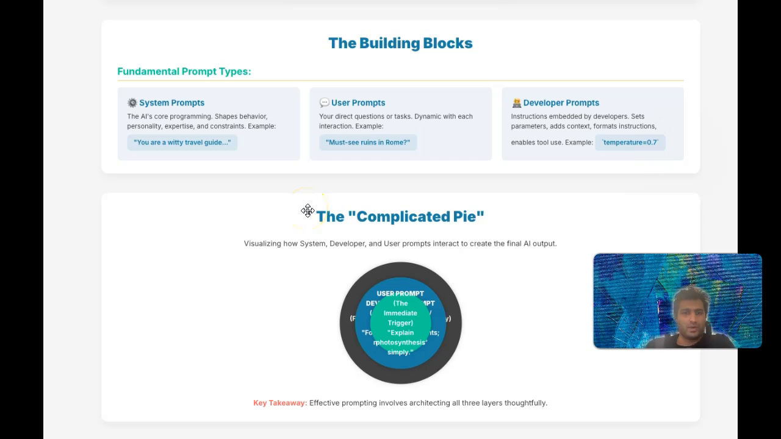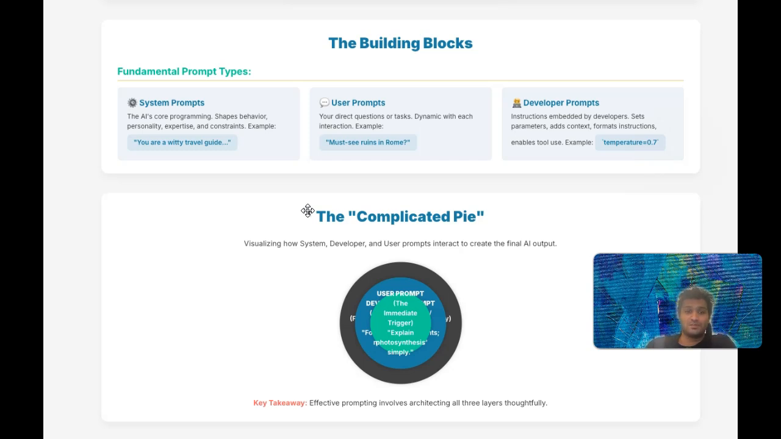So far we've learned about three key prompt types: system, developer, and user prompts. Now let's visualize how they fit together using a concept we're calling the complicated pie. Imagine a pie, but not just any pie, a multi-layer, complicated one that represents the AI decision-making process. The very base, the crust, and the largest foundational layer of this pie is the system prompt. As we discussed, this layer defines the AI's core identity, its fundamental rules, its persona, and its overarching behavioral guidelines. It's always there, influencing every slice, every interaction.